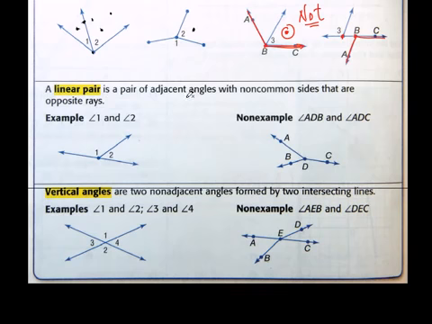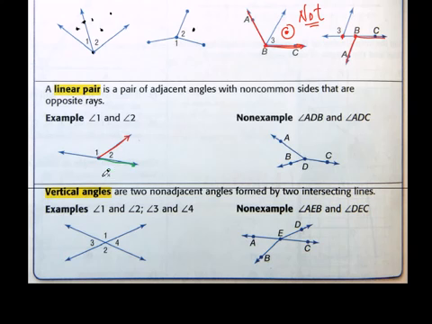They have to be adjacent, and with non-common sides that are opposite rays. So look at this. This is the common side right here because they're adjacent. That's the common side. But look at the two non-common sides. Let's do those in a different color. Let's go with the green here. Watch.